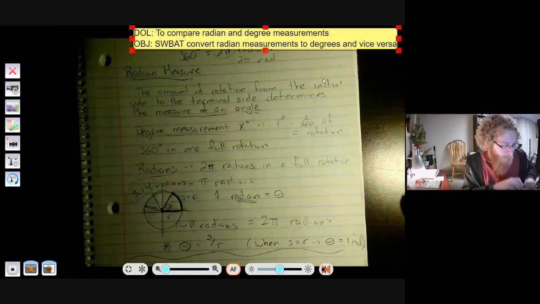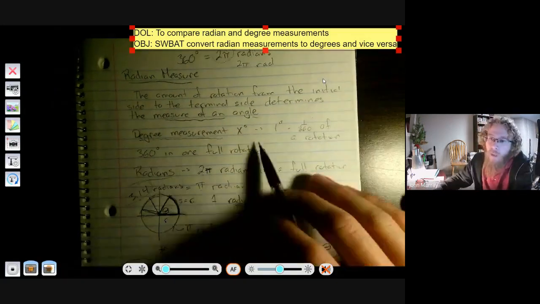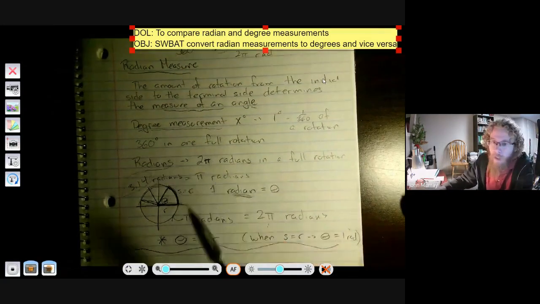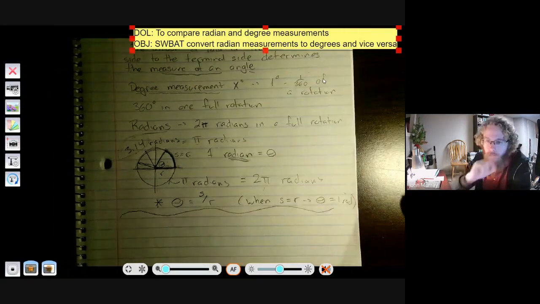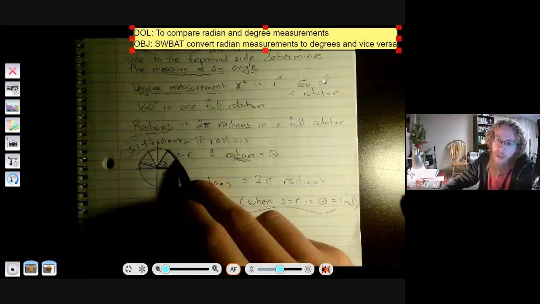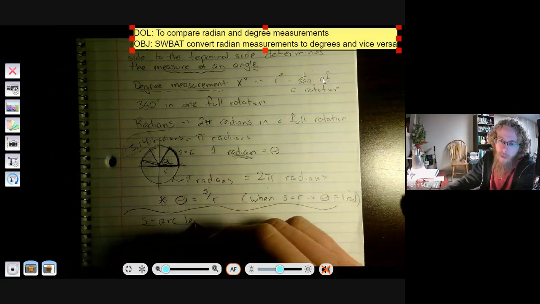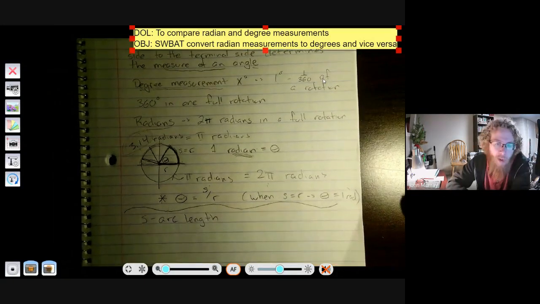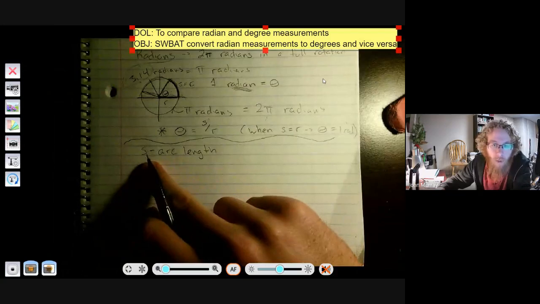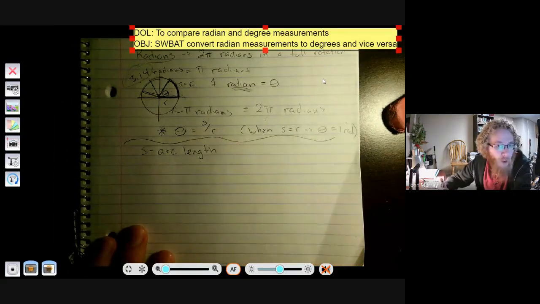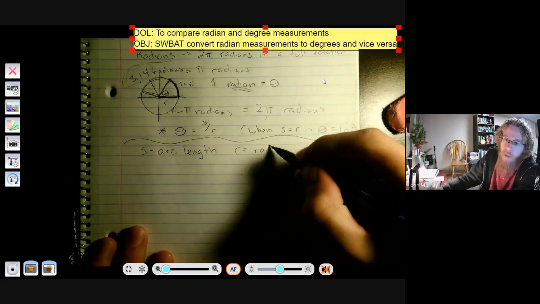All right. So picking up from where we left off yesterday, we talked about degree measurement and radians. Here we can calculate the radians if we know S, which is our arc length. From now on, that is going to be a variable that pops up often. As long as we're talking about circles, your arc length is going to be S. And of course, R is your radius.